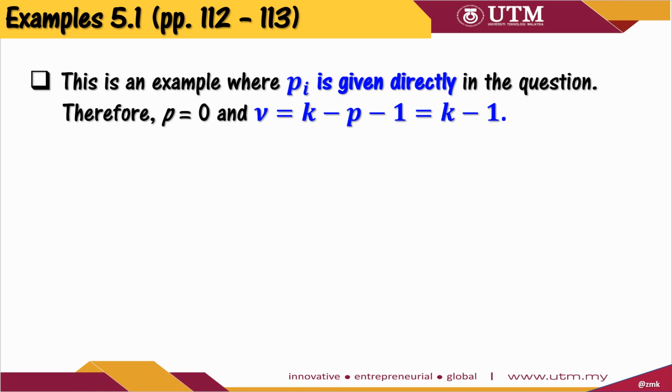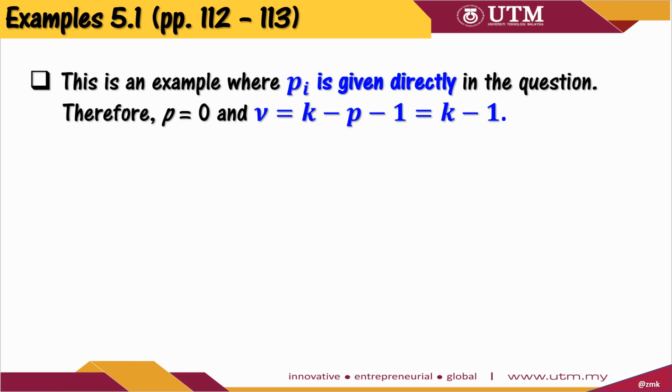Again, why is p 0? Because we know the Pi values. We do not have to estimate any parameter from the distribution, since we know the Pi values which are given directly in this question. So we can identify the value of nu, which is simply k minus 1.